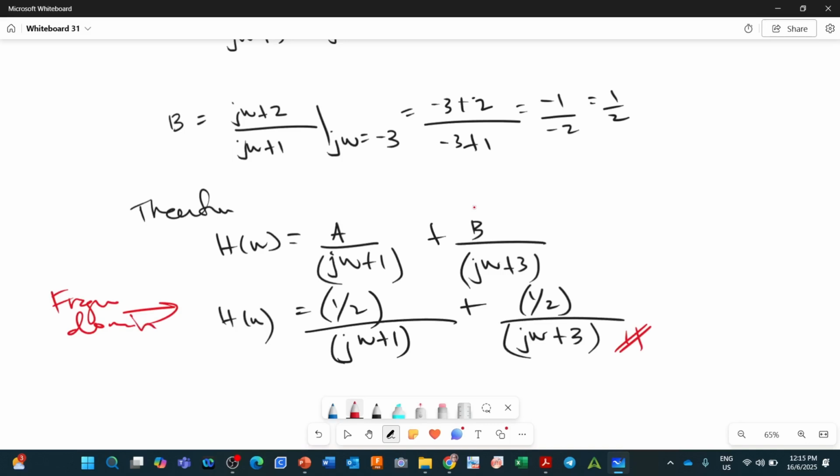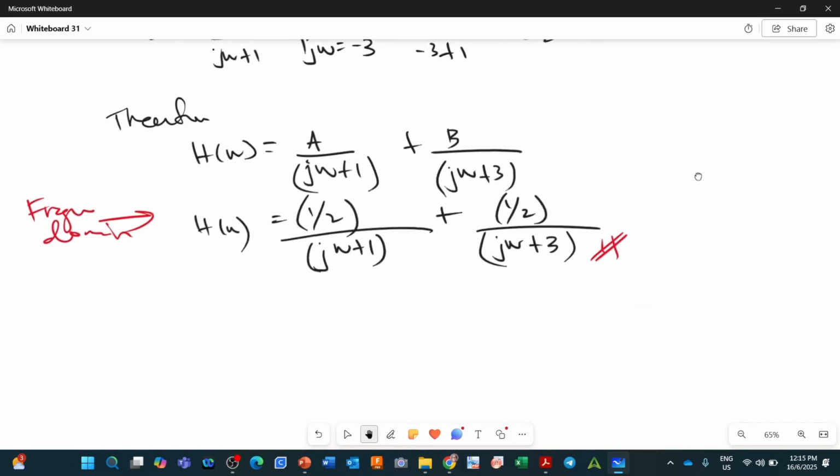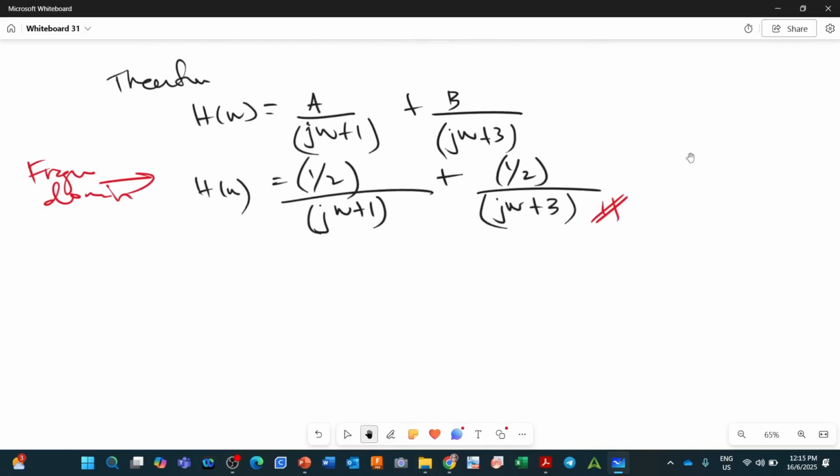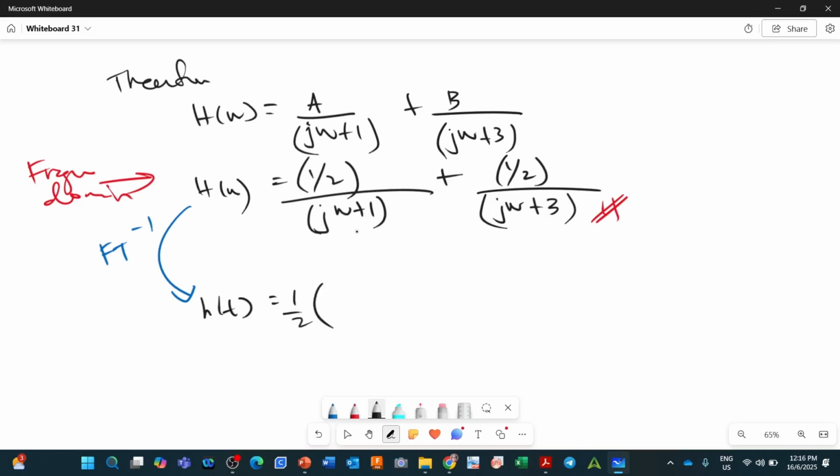Okay? Everybody got it? Now the question also asks you to find it in terms of time domain, so it's easy, right? So how do you do it? Basically, you convert it into the time domain by using the inverse Fourier transform. So h(t) is 1 over 2, take it out if you are confused, 1 over 2 times 1 over (j omega plus 1), plus 1 over 2 times 1 over (j omega plus 3).